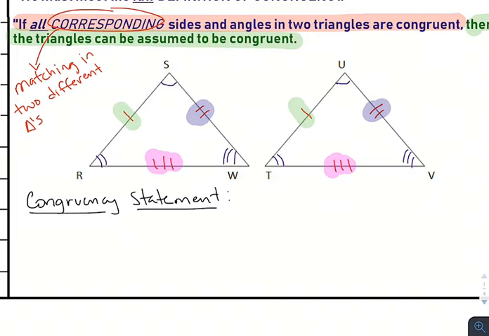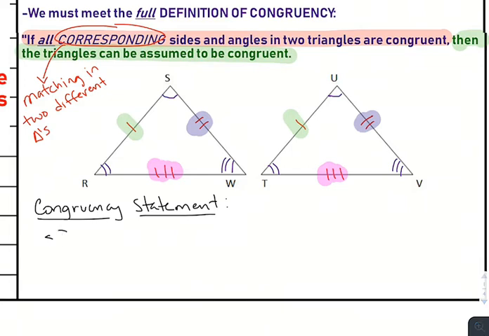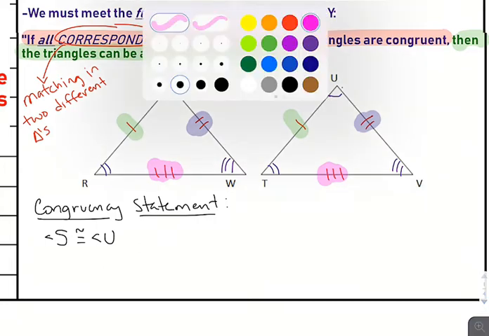Now what I mean is this. If we take angle S in the first triangle on the left, we can say that it is congruent, we'll call it this, that's a symbol for congruency, to angle U in the right-hand triangle. They both have one mark, they're both up top here. So this angle S has to match this angle U.